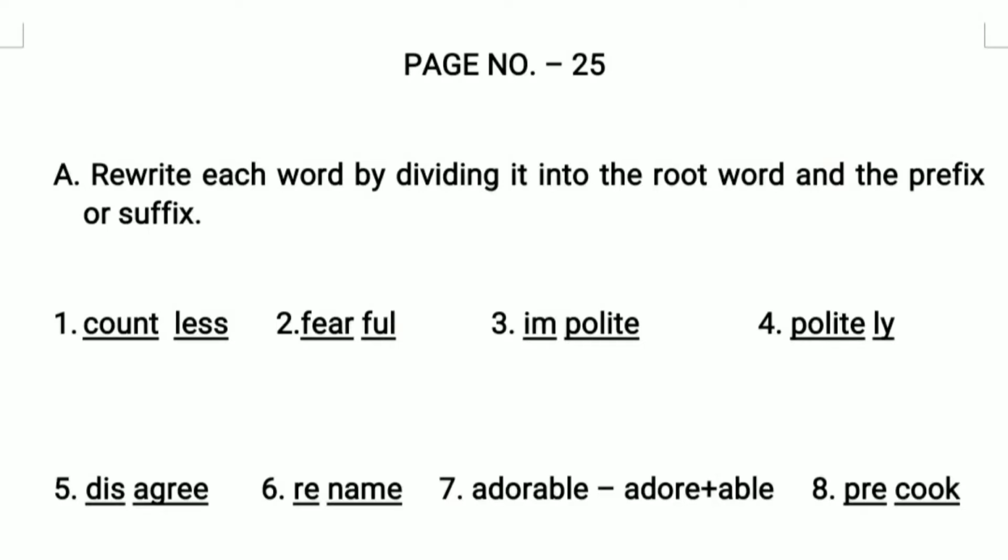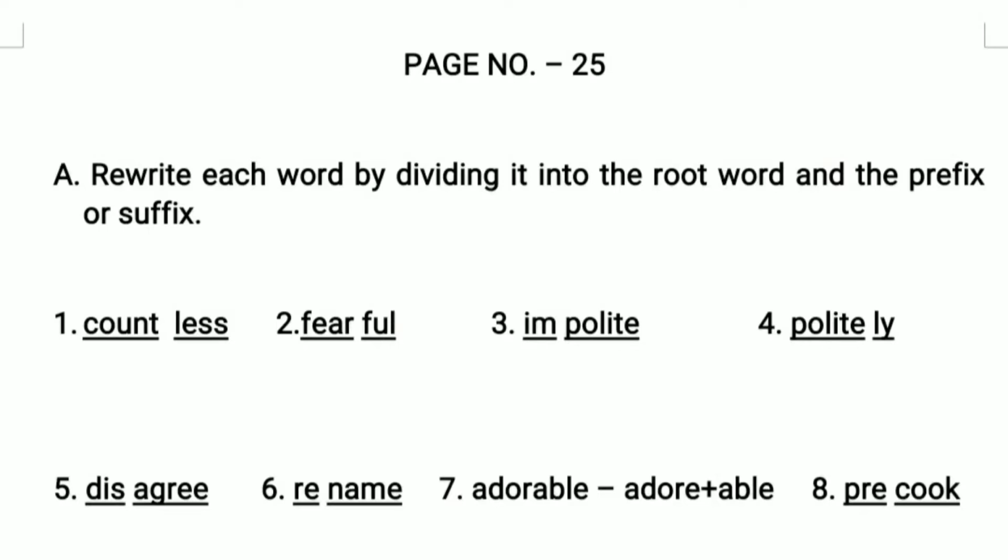The next one, number 3, impolite. So im and polite. Now see children, countless, fearful. This was suffix. See there, less, full. But now you see polite, and in front of polite we are writing im, then that is called prefix. So underline im, underline polite. And now just like I told you, politely. Question number 4, politely. So underline polite and underline ly.